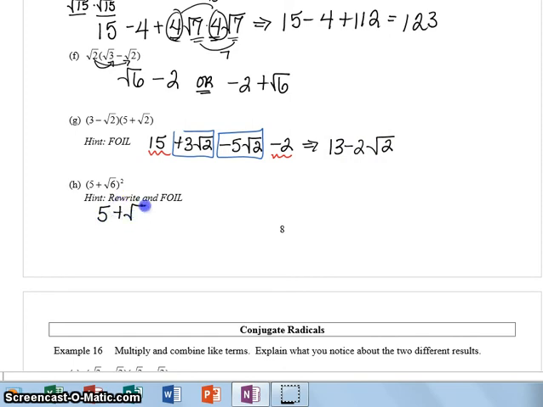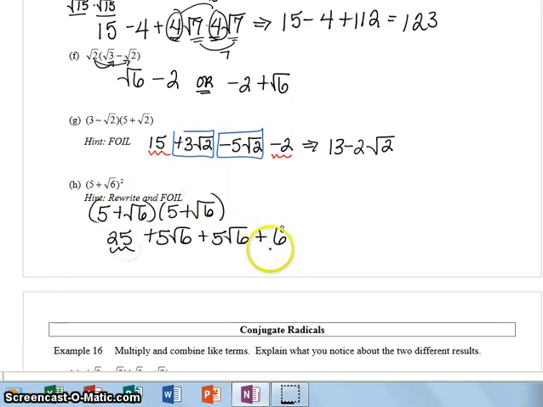Alright, so foiling this, I have to write it out twice. My first terms, I get 25. Outers, I get 5 radical 6. Inners, I get 5 radical 6. And my last, radical 6 times radical 6 is just a 6. So 25 plus 6 is going to give me 31. And 5 radical 6 plus 5 radical 6 is 10 radical 6. Don't forget to keep and carry radical 6. It does not change. You don't add them. Okay?